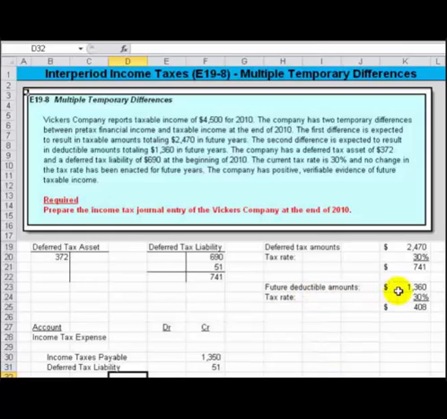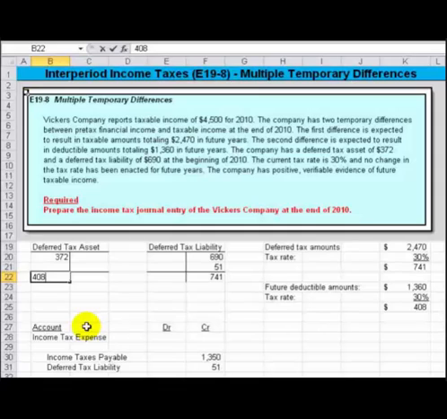Well, future deductible amounts of $1,360 times 30% gives us $408. Again, we just multiply K23 times K24. You can see the formula here or up here. And that says we're going to wind up with a deferred tax asset at some point in the future equal to $408. Well, at this point, we know it's $408. That's what we have to get to.